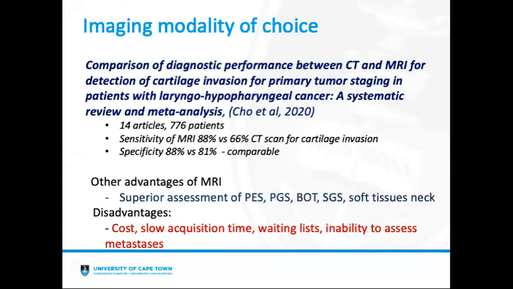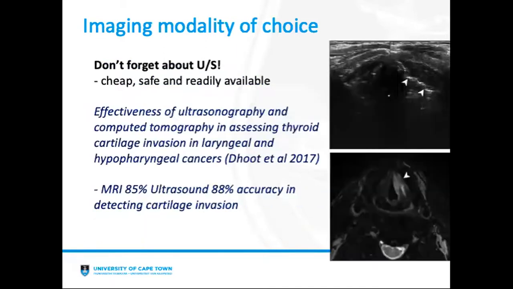Other advantages of MRI include its excellent negative predictive value in detection of cartilage invasion, and its superiority in assessment of the pre-epiglottic space, the paraglottic space, base of tongue, subglottic, and soft tissue involvement. Disadvantages include its high cost, its slow acquisition time, inherently long waiting lists in hospitals, and its poor dual assessment of metastases.